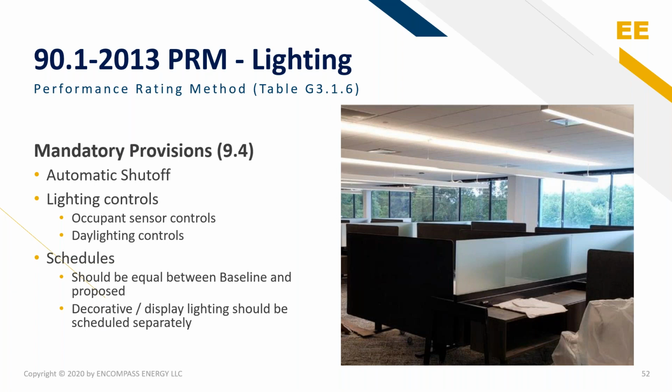So that's it for power. In terms of lighting, lighting and HVAC are probably the most complicated. Lighting controls are probably the point where most people have the most questions about how the standard should apply when you're doing modeling. Generally there are 3 levels of mandatory provisions. There's an automatic shutoff provision, some level of control, whether it's occupant or daylighting. And then there's a set of schedules where you must have separate schedules for architectural lighting versus decorative lighting.